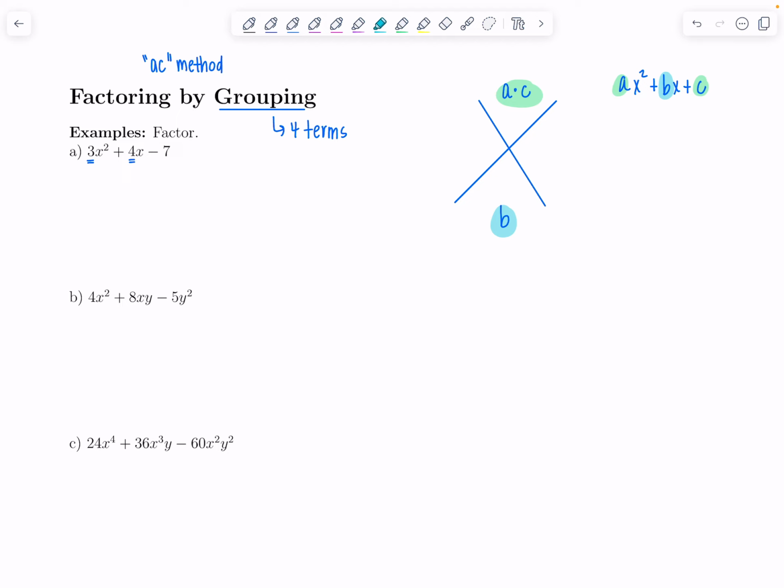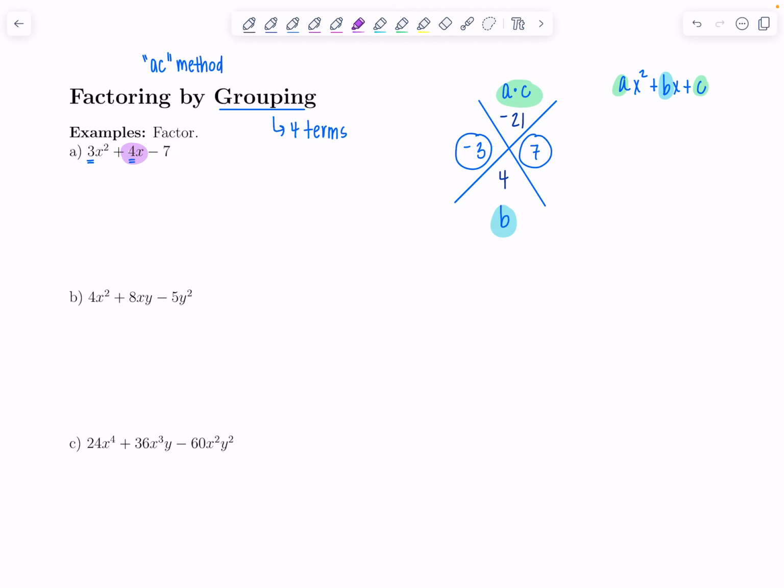Okay, so let's see. In this case, a times c would be 3 times negative 7, so that's negative 21. And then b is 4. So can you think of two numbers that multiply to negative 21 and add up to 4? Good. It's going to be negative 3 and positive 7. Okay. Once we have those two numbers, then I'm going to split the middle term, the middle term is 4x, using these constants.